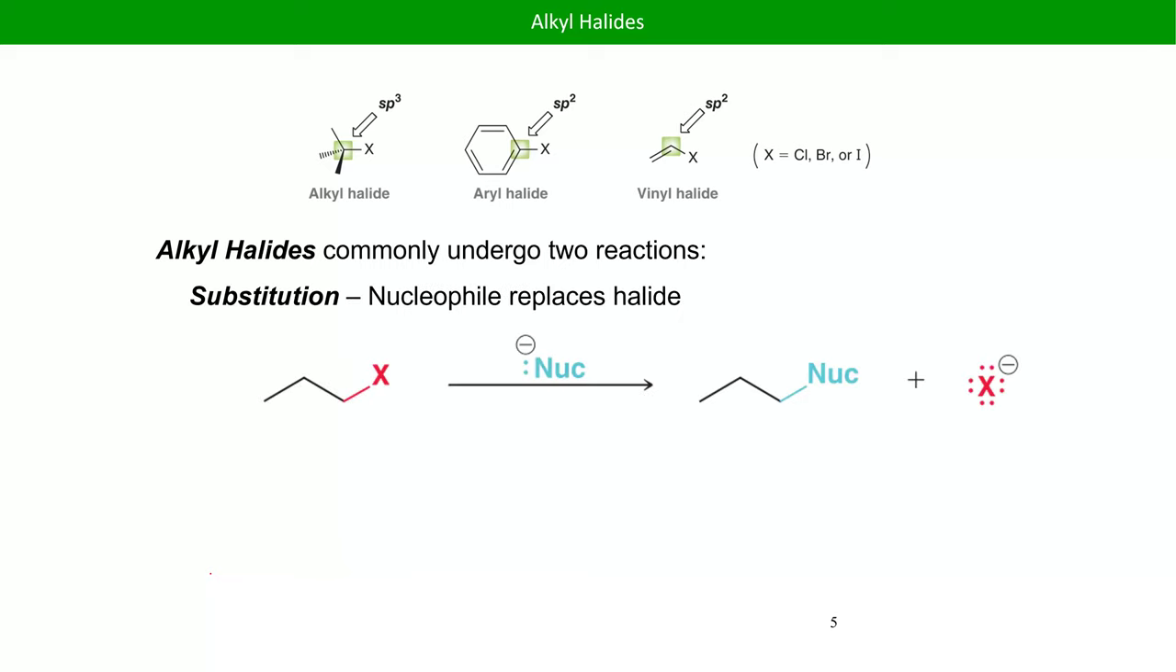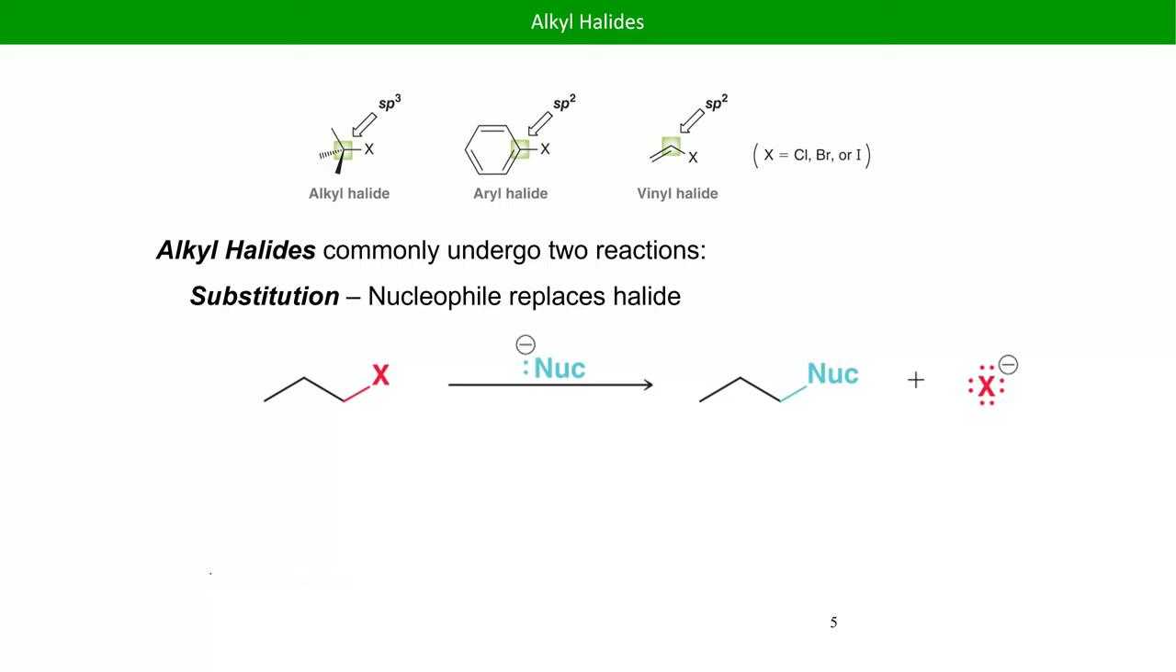All right, and so the nice thing about alkyl halides, and most of what we're going to talk about is going to be alkyl halides, is that vinyl halides don't react in the same way, and the aryl halides will undergo what's called electrophilic substitution that we're going to add next quarter. But the alkyl halides in particular go through nucleophilic reactions, one of which is called substitution, which is exactly what it sounds like.